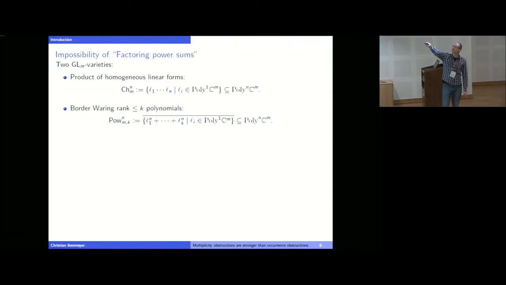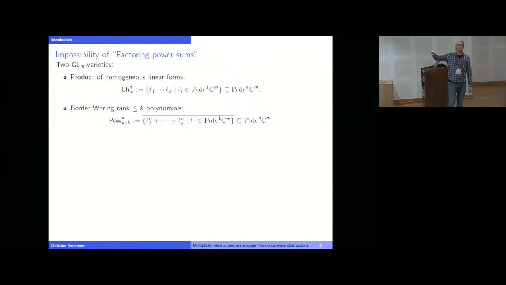So one variety is called the Chow variety. It's just the variety of products of homogeneous linear forms. So you have homogeneous linear forms, you take their product. That's a variety here. And the other one is the polynomials of border Waring rank at most k. So you just have linear forms, you raise them to the nth power, you add them up, and that gives you some variety.